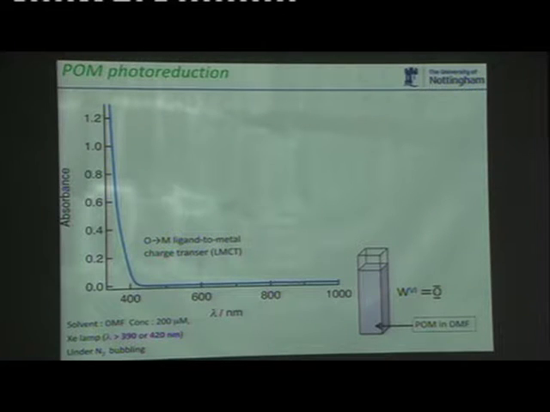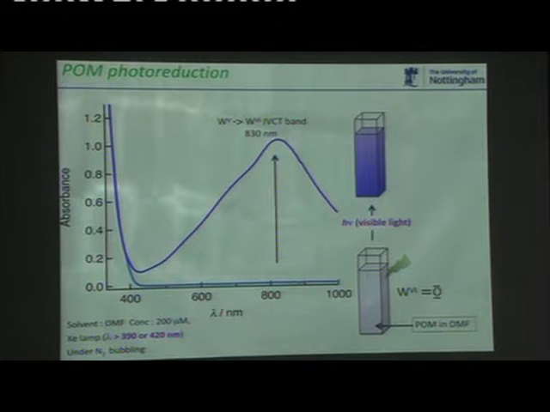So what we looked at to test it, in general, first of all, was photoreduction. What happens if we just shine light on it in DMF? In this situation, we would take the fully oxidized polyoxometalate in DMF, we'd shine visible light, and the solution would go blue. Just like I showed you at the start of the talk. So that would be our singly reduced polyoxometalate.